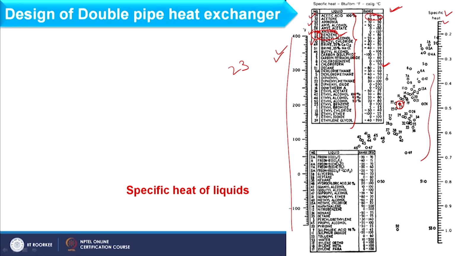And from the left side you can consider the average temperature, and let us say my temperature is 100 Fahrenheit, that should be the average temperature. I will draw a line through this circle, and wherever it cuts this right axis, that value I can note as the specific heat of the material. So, in this way you can consider specific heat of the liquid, viscosity we have already discussed, right.